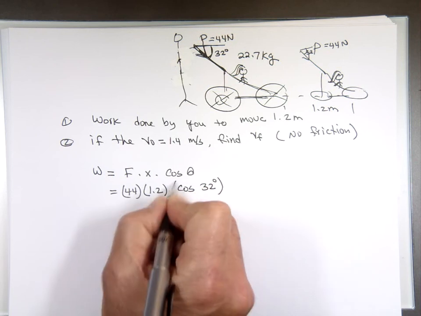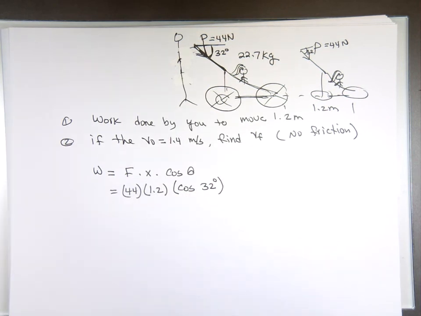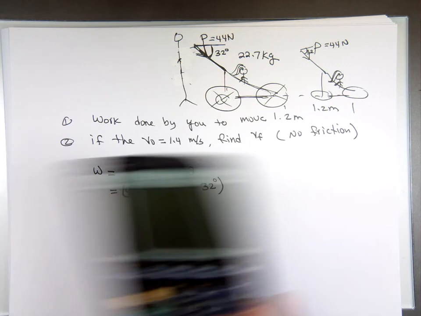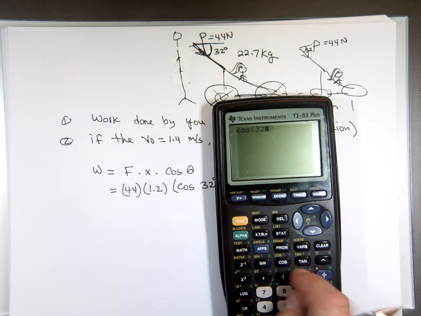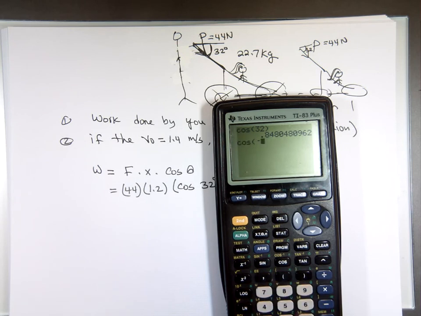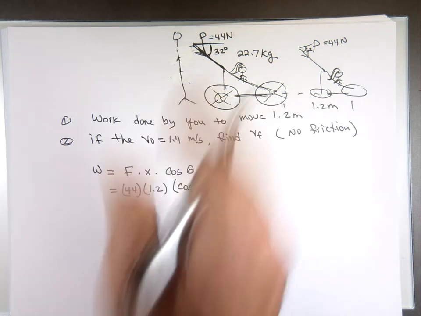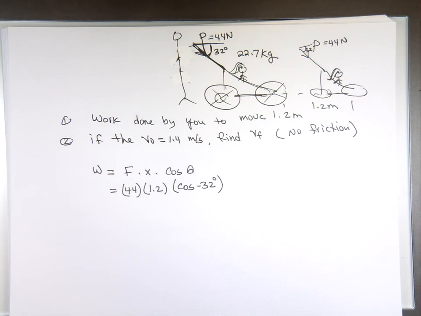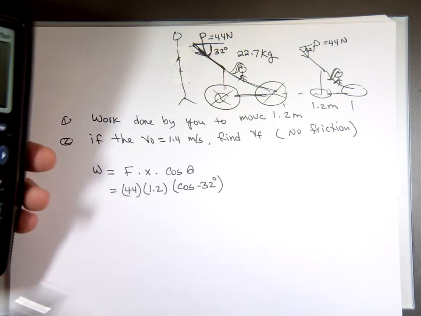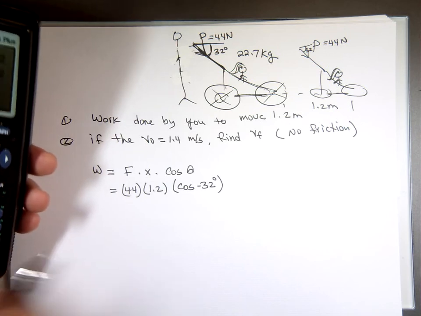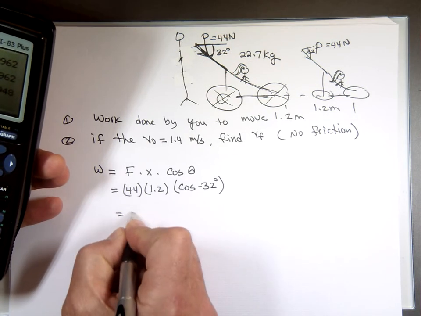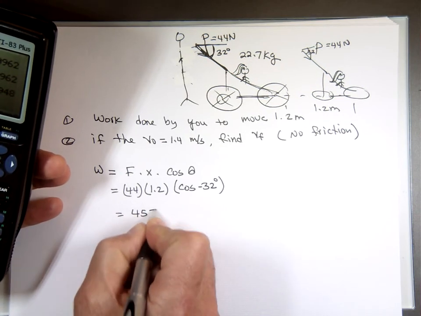Oh, I know what you're going to say. Why didn't you use negative 32, right? Well, you could use negative 32. Watch this. What's cosine of 32? What's cosine of negative 32? Same exact number. So if you want to use negative 32 degrees or positive 32, it doesn't make a difference. So if that makes you feel better because it's below the axis, I'll put negative 32. Times the 44 times the 1.2. It's almost 45. 44.78.